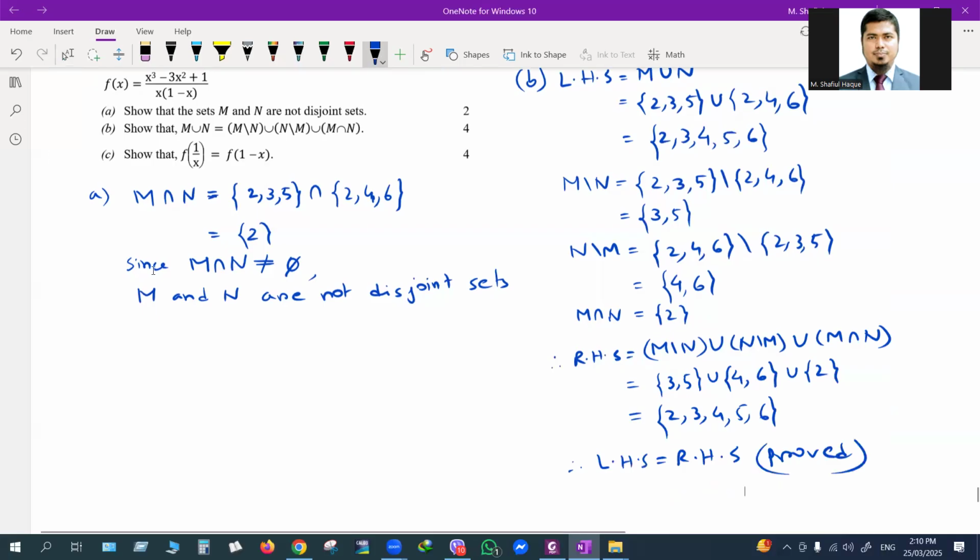And the last one, that is number C. In number C, you can see two functions: f of 1 by x equals f of 1 minus x. F of x is given, so at first we'll go for the left hand side, f of 1 by x. F of x is x cubed minus 3x squared plus 1, divided by x into 1 minus x.